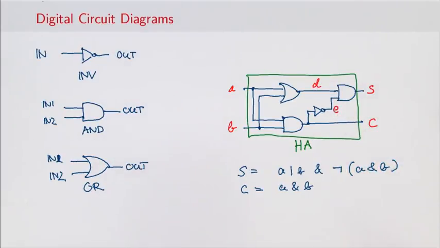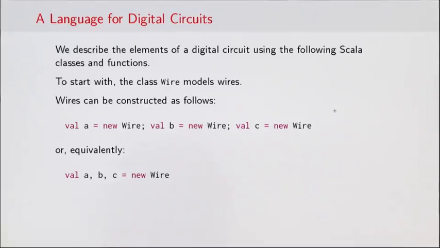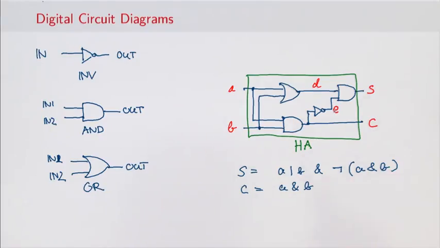And those wires we can create using a class Wire. So we can create new wires by writing val A equals new Wire, and then B equals new Wire, C equals new Wire. That would create the 3 new wires A, B, and C. Or equivalently, we can abbreviate that to just writing val A, B, C equals new Wire. And that way we can create all the wires in our circuit diagram that you see here.